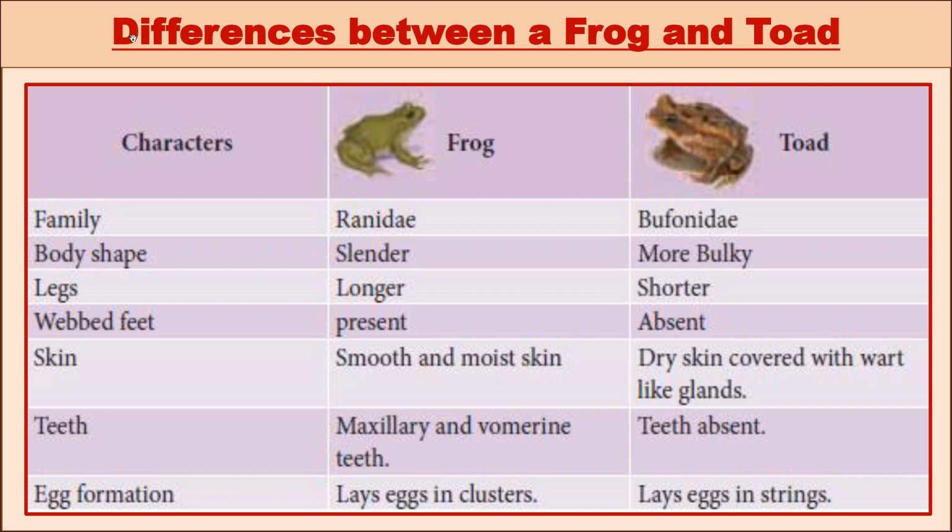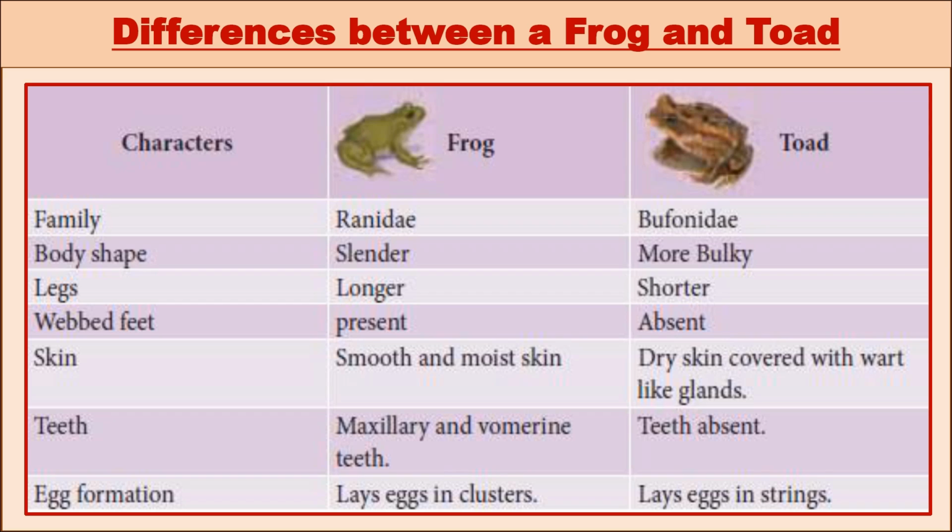Frogs are different from toads. Let us see the differences between the frogs and toads. Frogs belong to the family Ranidae, whereas the toads belong to the family Bufonidae. Frog's body shape is slender, whereas the toad's body is bulky. The legs are longer in the frogs than the toads. Toads' legs are shorter than frogs.